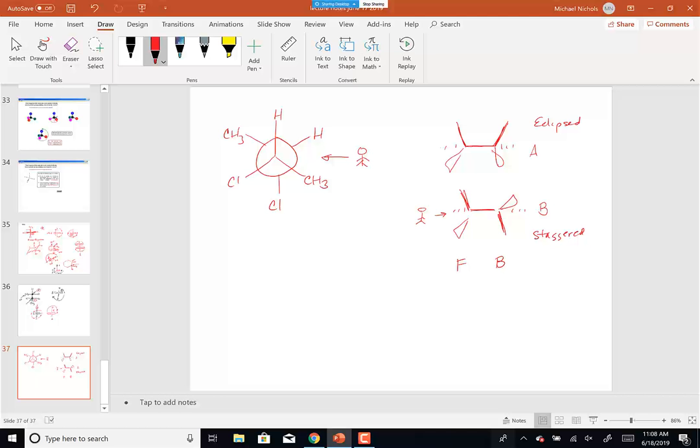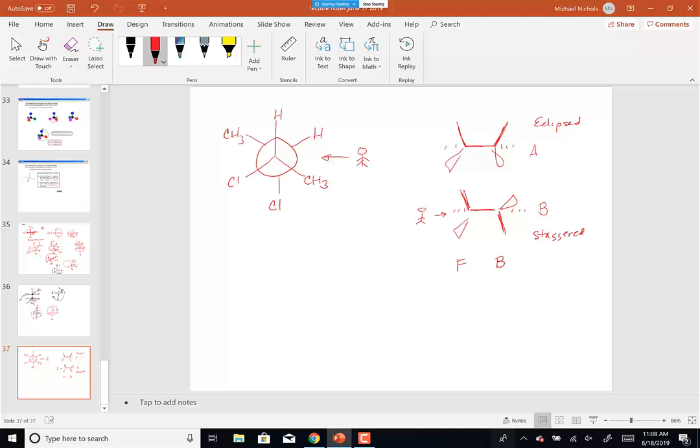And you will find some pretty good stuff on YouTube, and the video will take you that way. But what I found is there's no sense in going to a Newman or going from Newman to Fischer when we can break this sawhorse projection up into our two bold and dashed wedges, and then we can just figure it out from there.